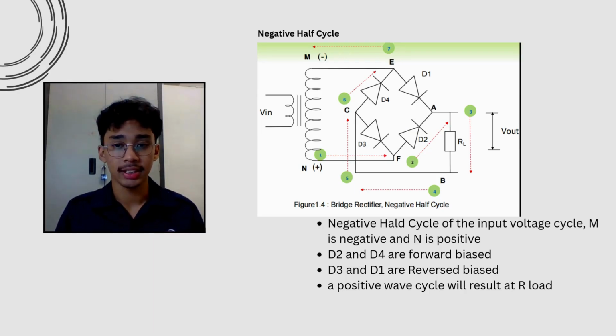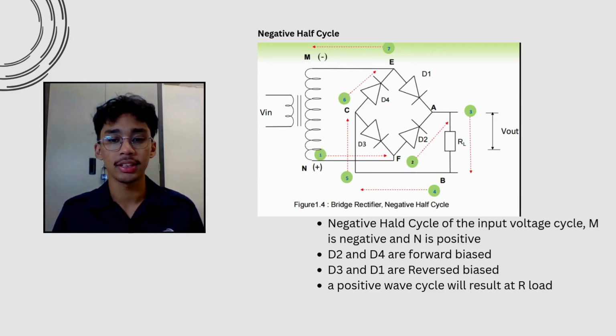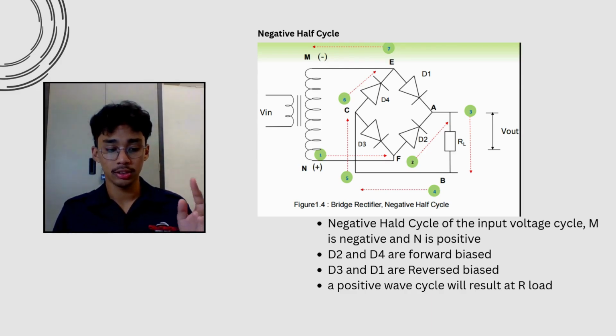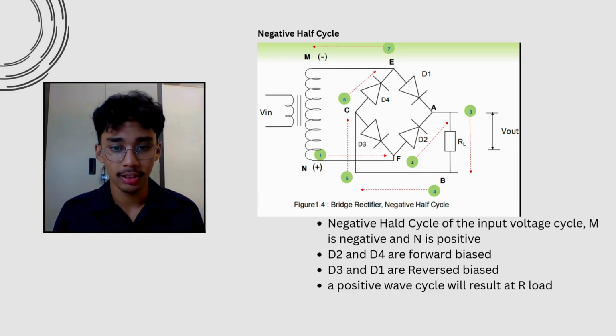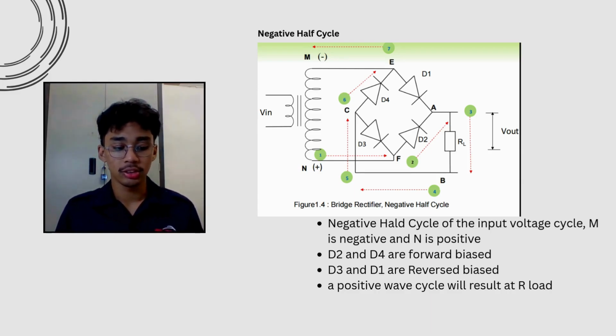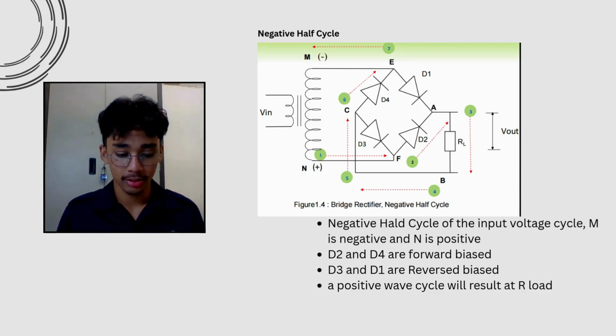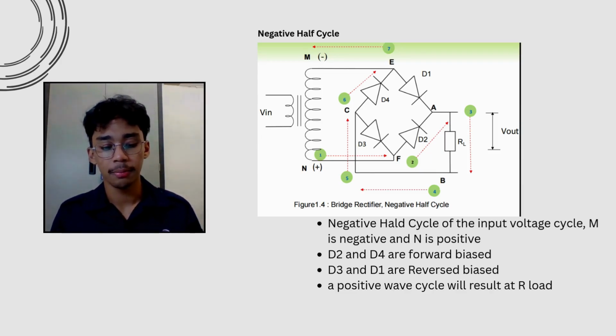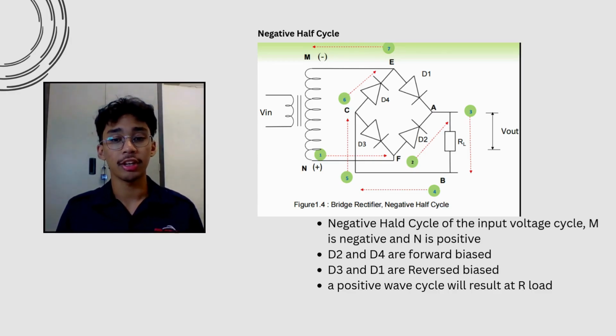As for the negative half cycle of the input voltage, M is negative and N is positive, which is different from the positive half cycle. Then D2 and D4 are forward bias, and D3 and D1 are reverse bias. So the current flows from point N to F to D2, A, RL, B, C, D4, E, and finally to M. A positive cycle will result at the R load.